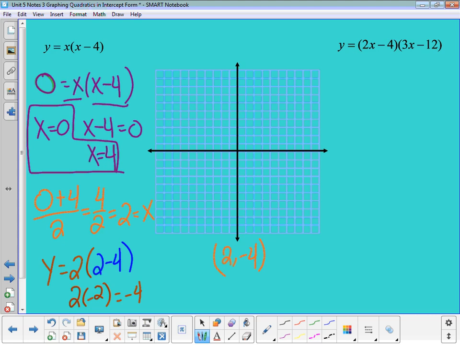So I'm going to plot that: over 2, down 1, 2, 3, 4. And then my x-intercepts are at 0 and 4. So I'm going to graph my beautiful parabola.